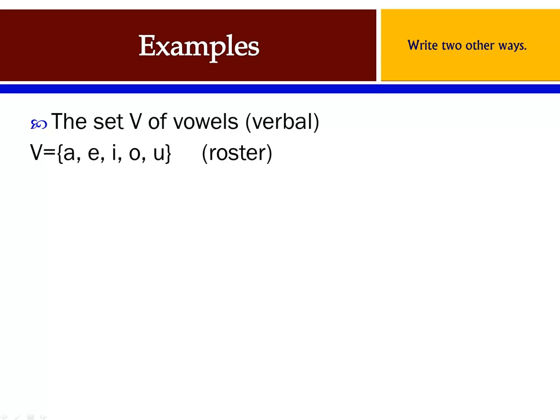Well, the set V would be the letters A, E, I, O, and U. In the roster format, they're listed and separated by commas. Our V is a set of all elements X such that X is a vowel. This is the set builder, or more formal notation.